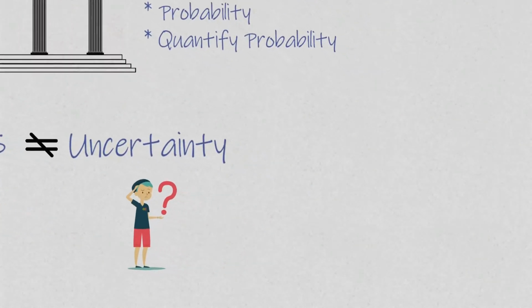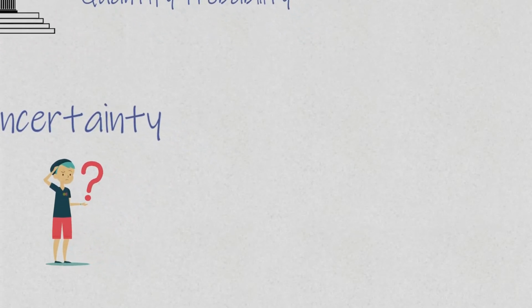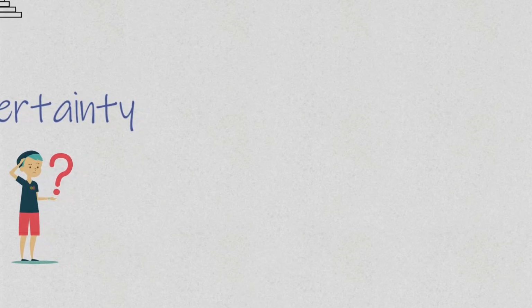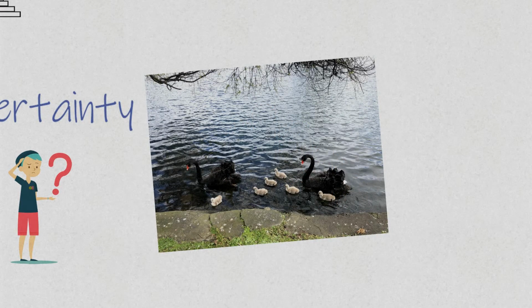For example, the black swan theory. Something that comes as a total surprise. By the way, all swans in New Zealand are black. Here is a picture I took last week.